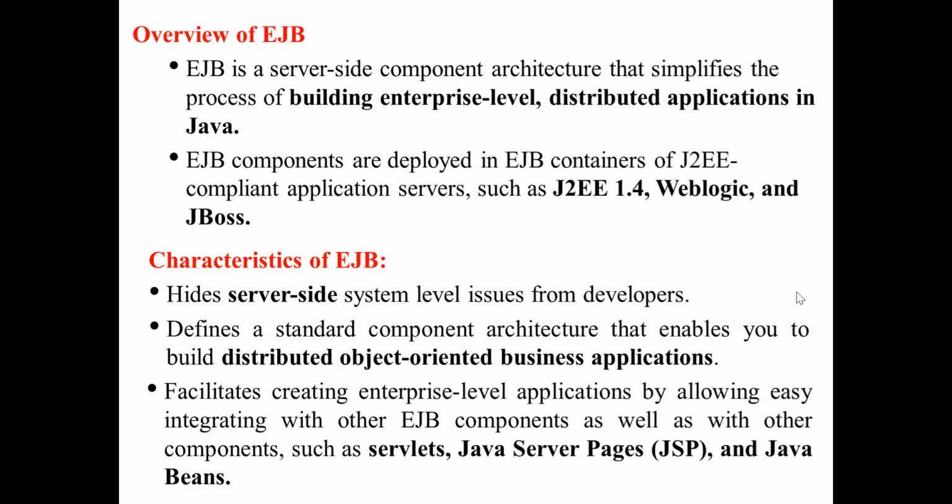So first, we already know that it is a server side component, but it hides the low-level issues from the developer. So the developer cannot see the EJB application when we are using the server side. And the second point, it defines a standard component architecture, that is a server side component architecture, and enables building or processing distributed object oriented business applications. So this is a very important point of characteristics.